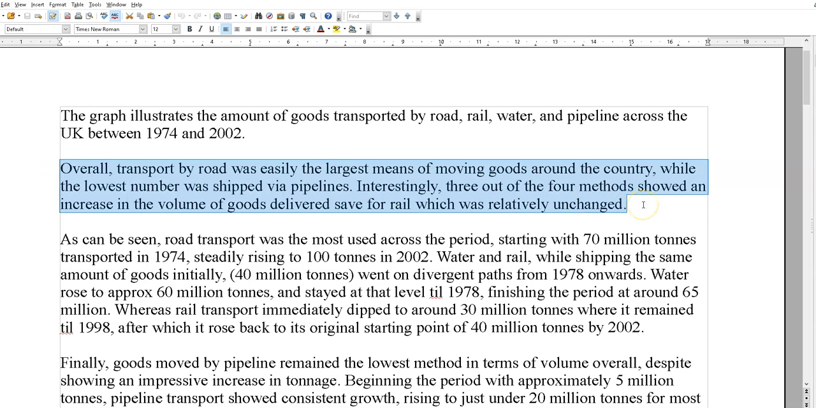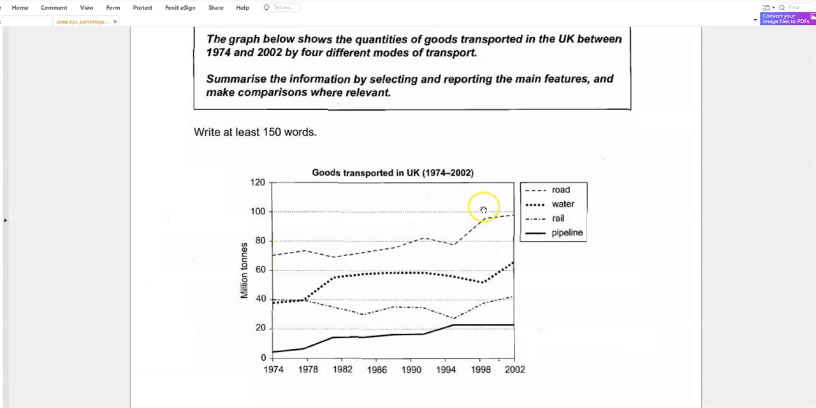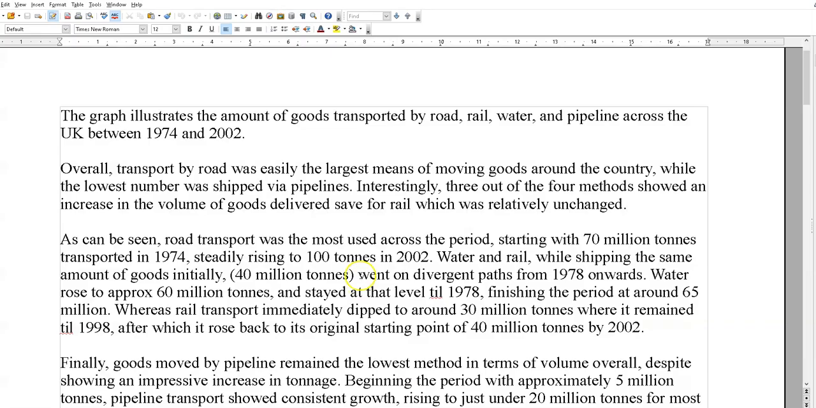Overview, pretty easy for this one. Well, what's the biggest, what's the smallest, etc. Well, road is biggest, followed by water, rail and pipeline. But we can see that out of the 4, 3 have increased across the period, but rail does not. So pretty straightforward in terms of your key features. Transport by road was easily the largest means, the lowest. So what's the biggest, what's the smallest? Interestingly, we've got 3 increased and 1 that didn't change.